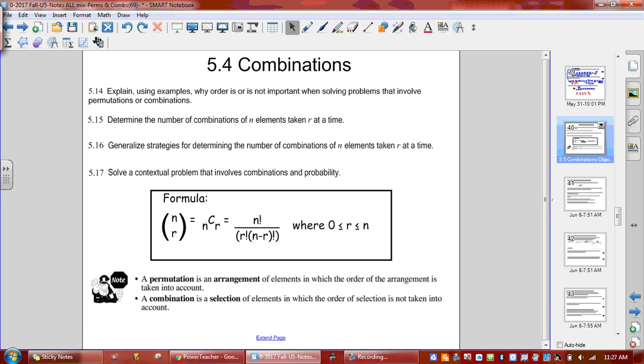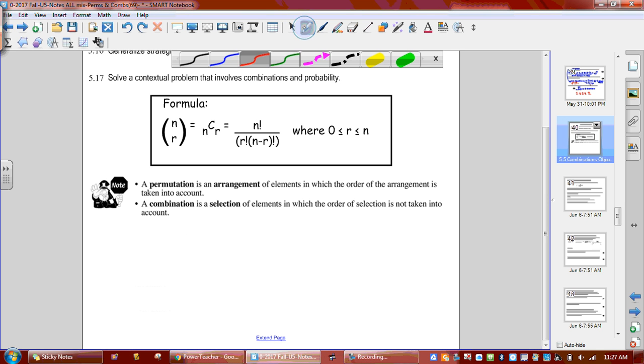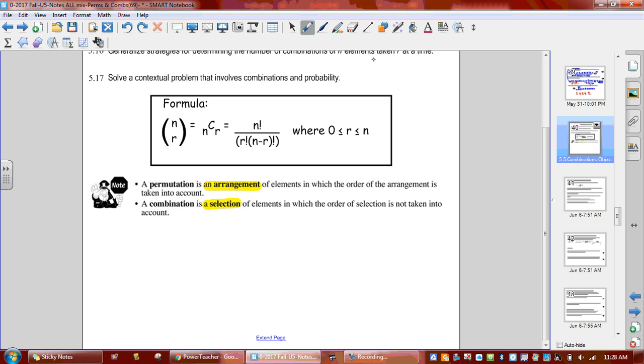Okay, this is lesson 5.4. We're talking about combinations. Permutations, we have some keywords we're going to see here at the bottom. A permutation is an arrangement of elements or objects in a specific order. A combination is a selection. So that's the difference. Now, we use the keyword selection with permutation as well. However, it is a specific arrangement of different objects.